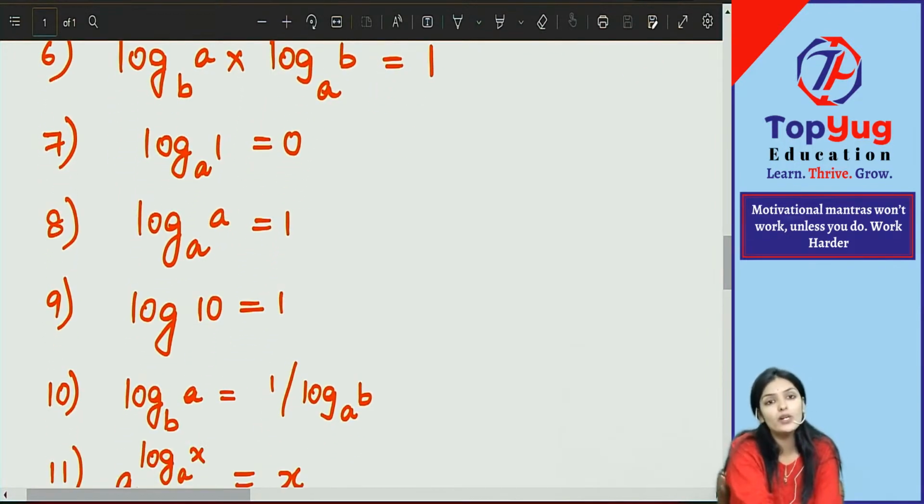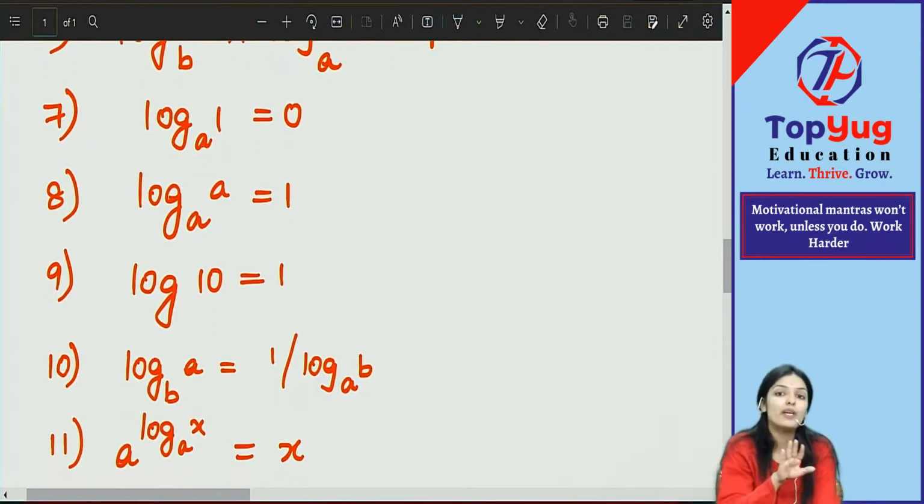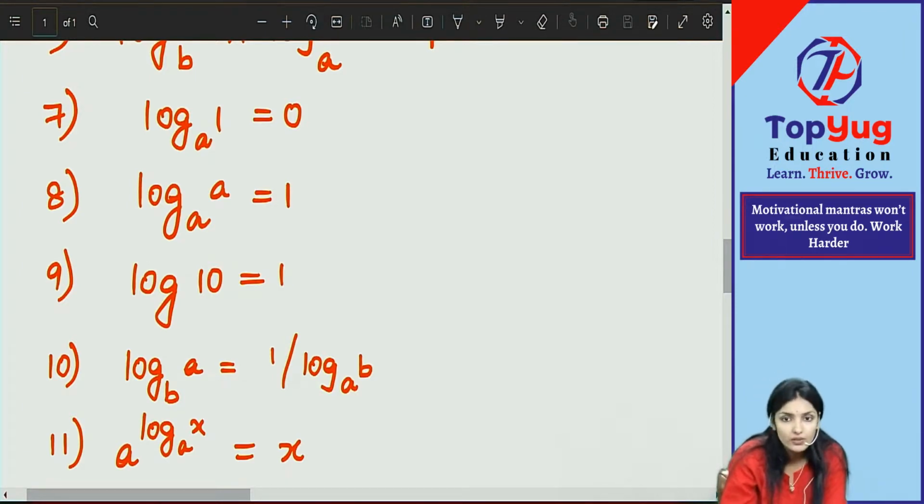Similarly, log 1 to the base a is equal to 0. So basically log 1 is always 0. Always. Okay. And log a to the base a, the number being the same and the base being the same, it will be 1 only. As simple as that. Meaning 4 to the power 1 is equal to 4, 2 to the power 1 is equal to 2.